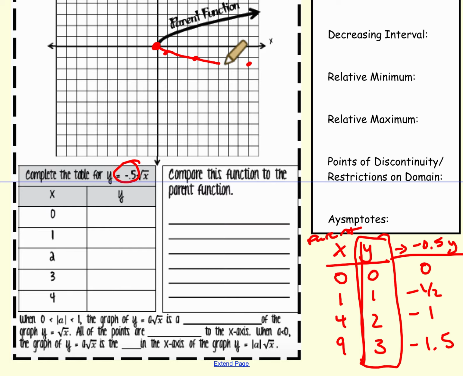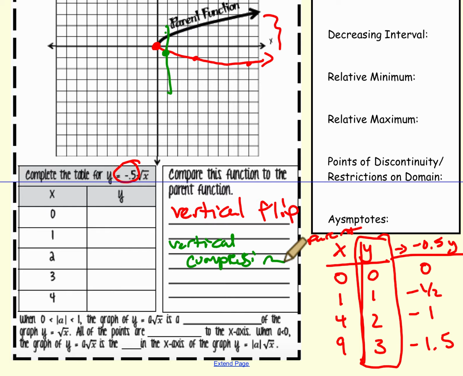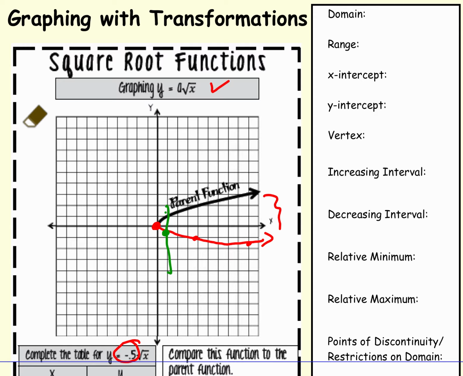So what's different? Well, this time it's flipped vertically. And look at our vertical distance for corresponding points. When our input was 1, this point here is 1/2 a unit away versus 1. So this is called a vertical compression. This happens when the absolute value of a is between 0 and 1. Okay, you go ahead and describe the key characteristics and see how you did.